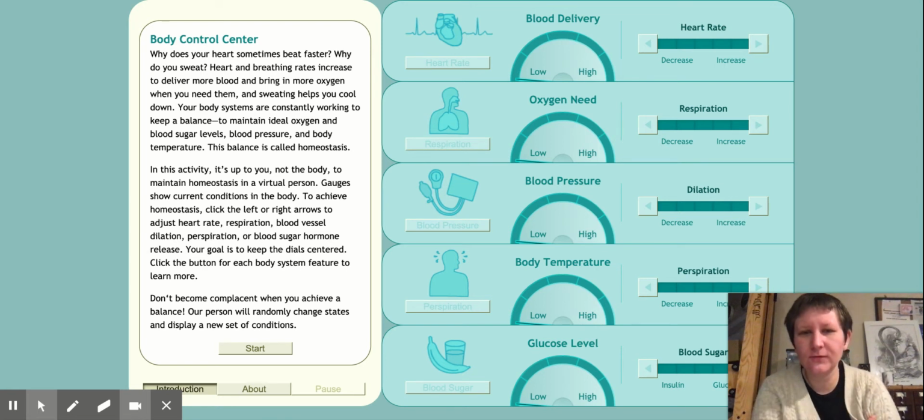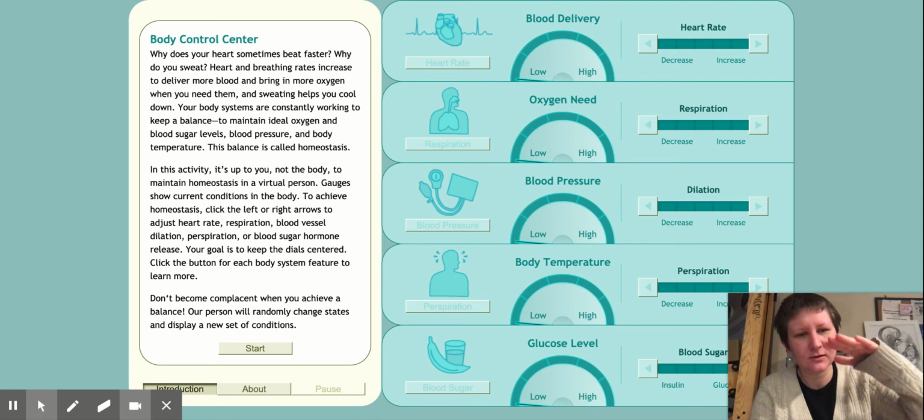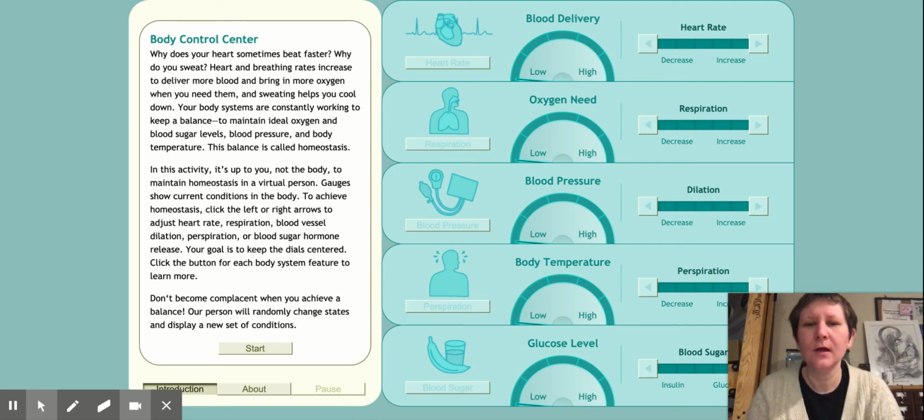Blood pressure. I'm sure you've heard of people who have to take blood pressure medication because their blood pressure is too high. So part of homeostasis is keeping our blood pressure in a certain range, right? Oxygen. We all need oxygen. We breathe in oxygen, and that's because we need to keep a certain amount of oxygen in our body. Same thing with blood delivery.